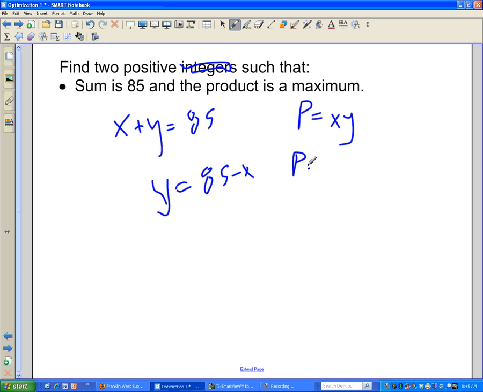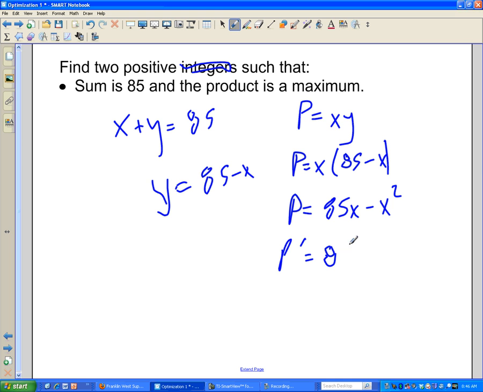So product, x times 85 minus x, which we're going to simplify to 85x minus x squared. Okay, take the derivative, because we know that maxes and mins occur at the critical numbers. Critical numbers happen when the derivative equals 0. P prime is 85 minus 2x. We make that equal to 0, so 85 minus 2x equals 0. 2x equals 85. x is 85 over 2, which is 42 and some change, 42.5.